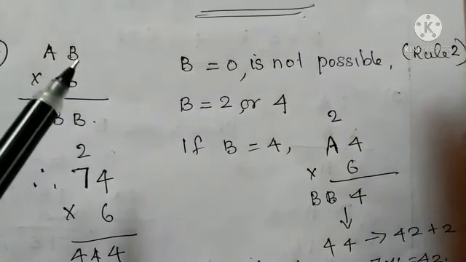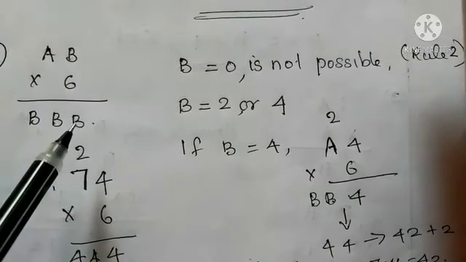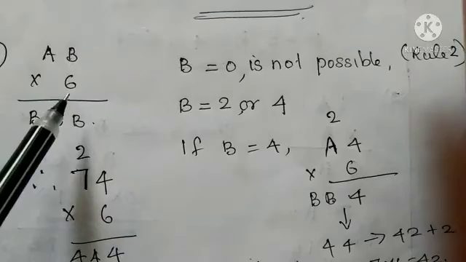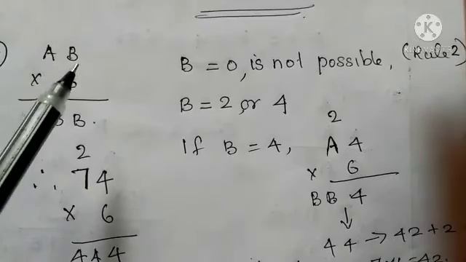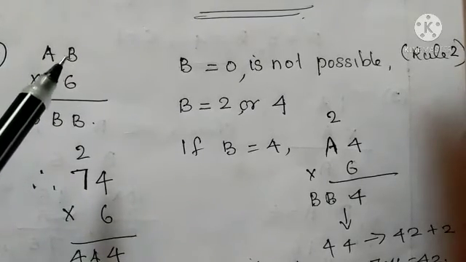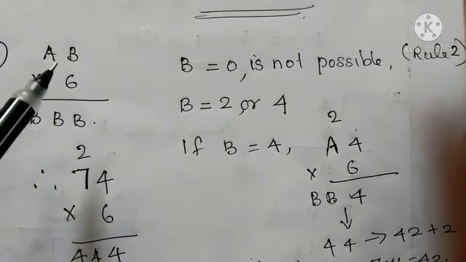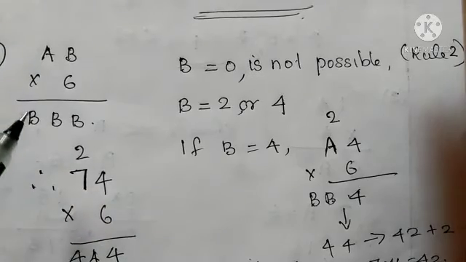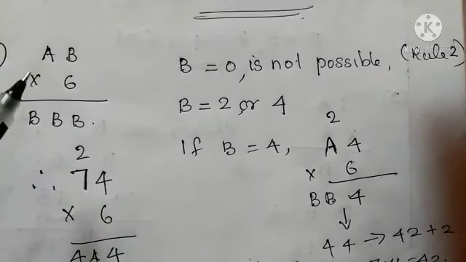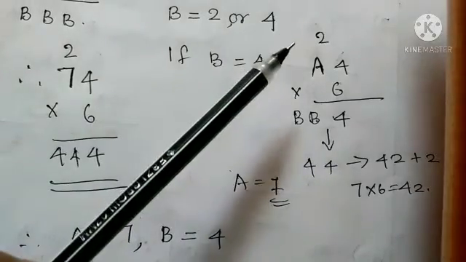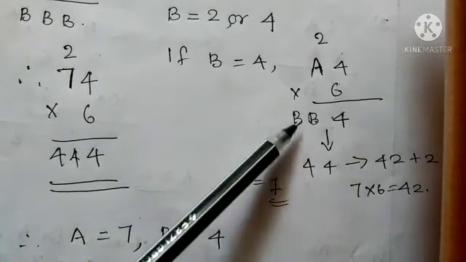Next case is B equal to 2 or 4. 2 into 6, 12. 2 is, here also we will get 2. 4 into 6, 24. Then 4 and 4 will come. Then if B equal to 2, then B into 6, 12. Then 2, 1 carry. A into 6 plus this 1 will not get any two similar digits. So we will try B equal to 4. 24, 2 carry. Next case, here these 2 digits also 4. That means we should get 44.